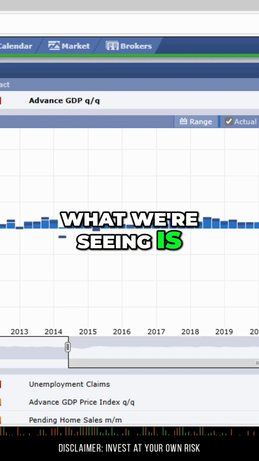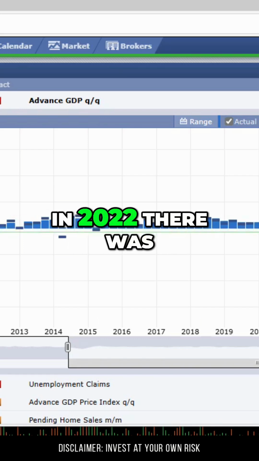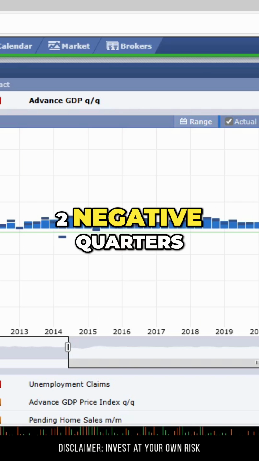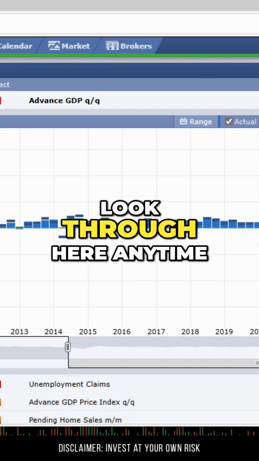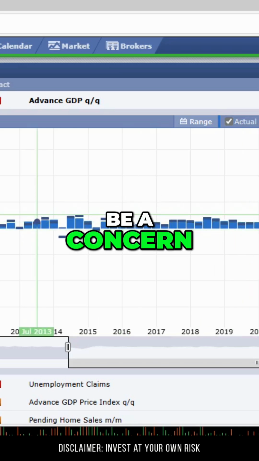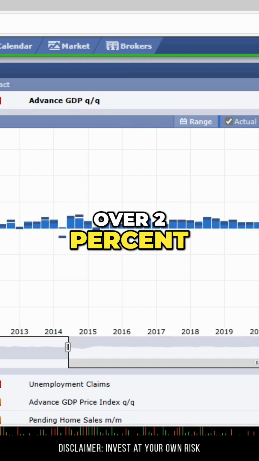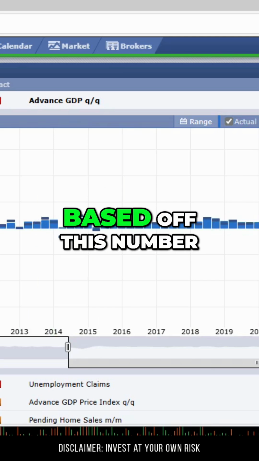So what we're seeing is that we are slowing down to this 2.3% rate, and we can see in 2022 there were 2 negative quarters, and obviously bad news there. And as we look through here, anytime we get close to 2%, that's going to be a concern. We want to be over 2%. We're headed downwards towards 2% or lower based off this number.